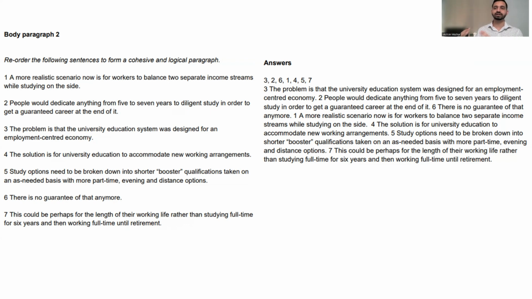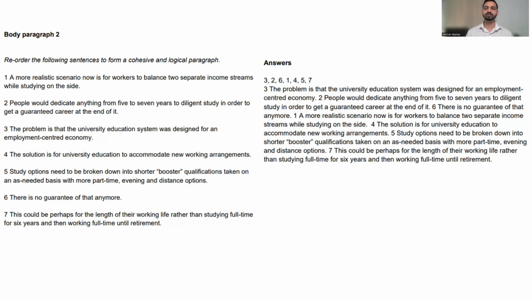You always have to think about your sentence: what does it connect back to? A sentence before that should have a connection to the sentence that is ahead of it, right? Next one is number 1. A more realistic scenario now is for workers to balance 2 separate income streams while studying on the side. Number 4 is the next one. The solution is for university education to accommodate new working arrangements. And then next one is 5.